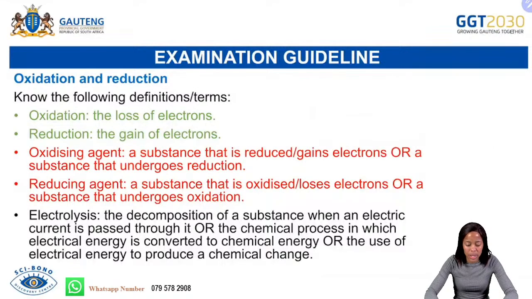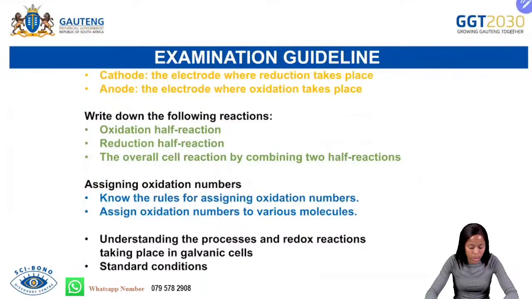In terms of the examination guideline, this is what you need to know that is under your galvanic cell. You need to know oxidation and reduction, and you need to know the following definitions or terms. You need to know oxidation, you need to know reduction, oxidizing agent, reducing agent, and electrolysis. Then next, you need to know how to define the cathode, the anode, and you need to know how to write down the following reactions.